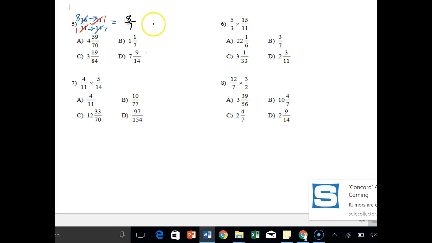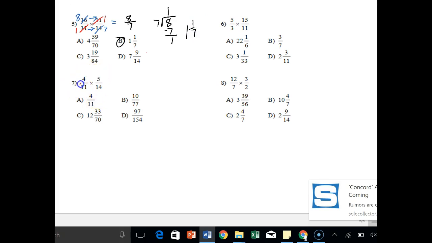8 over 7 obviously isn't my answer because it's improper. So I ask myself, how many times does 7 go into 8? 1 time, with 1 left over. So 1 and 1/7. Number 7, 4 and 14 and 5 and 11.